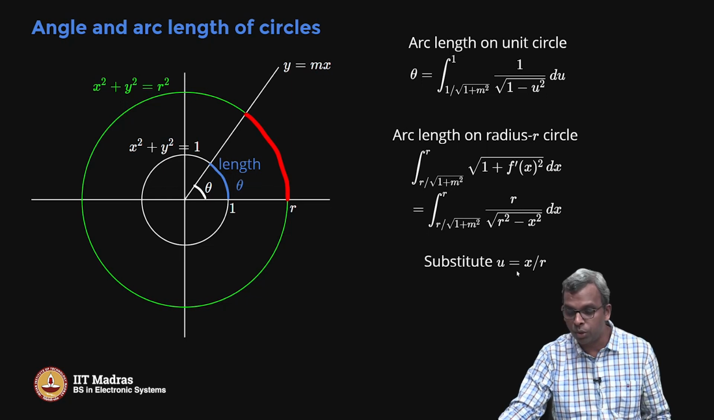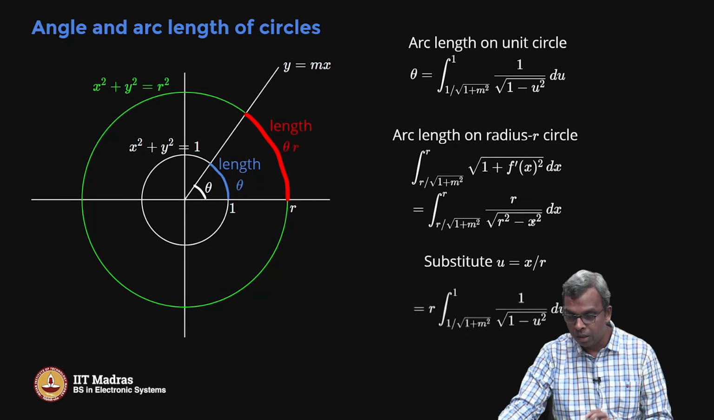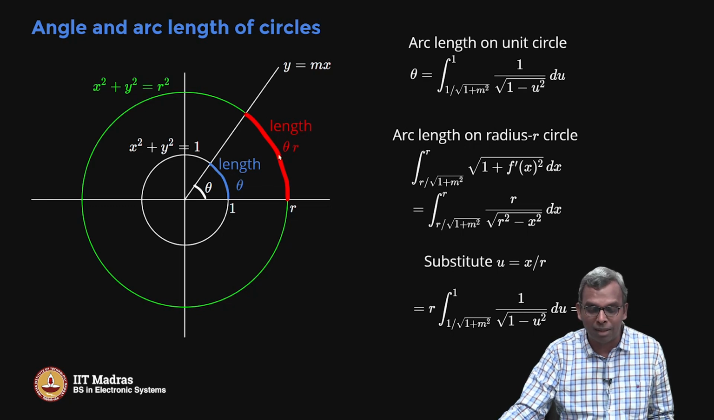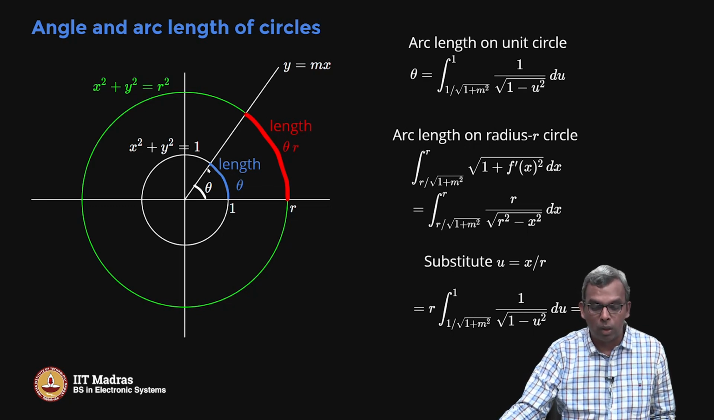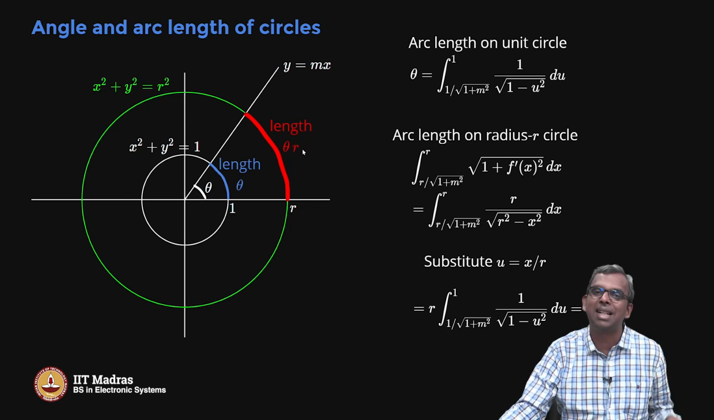Now, you substitute u equals x by r. This is going to simplify to this beautifully simple expression, theta times r. So, here is a powerful and simple rule, right. If you measure the angle on the unit circle as the length theta, the arc length on a circle of radius r is simply theta times r.